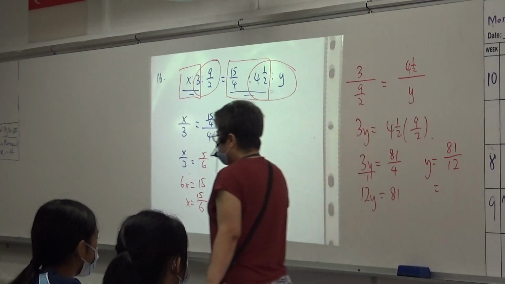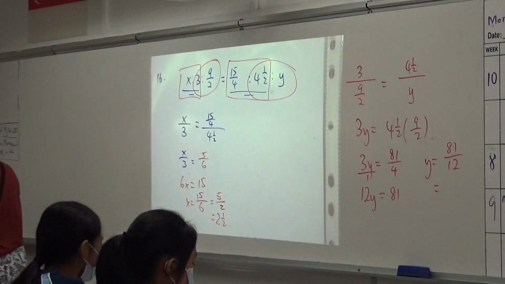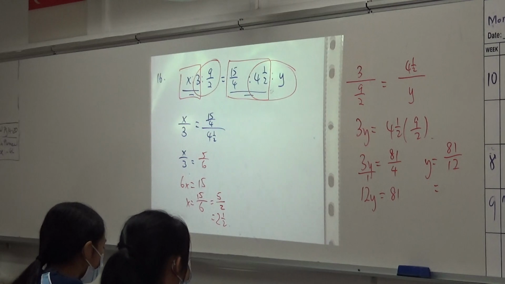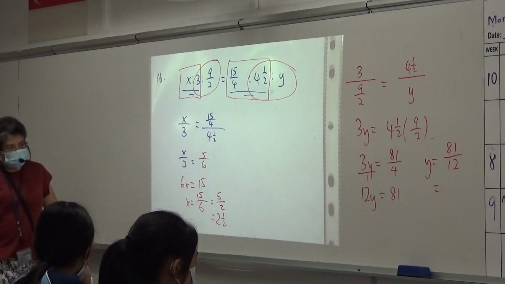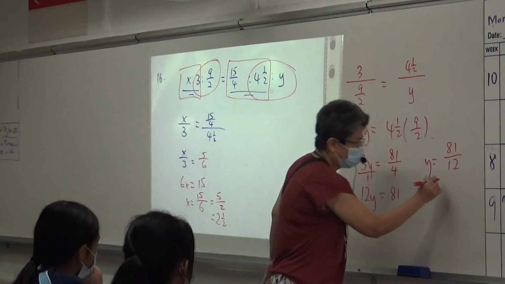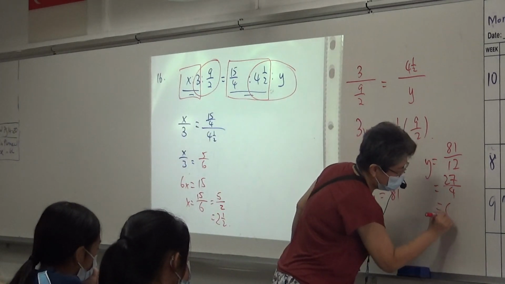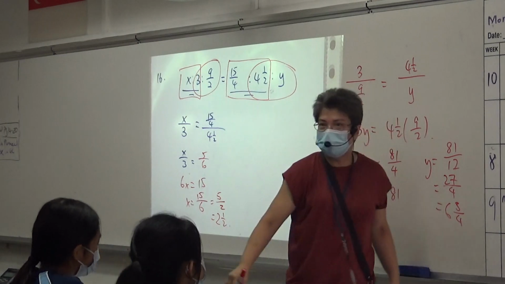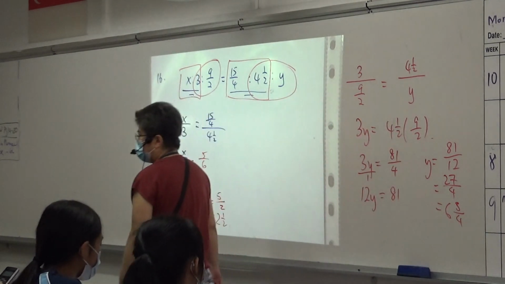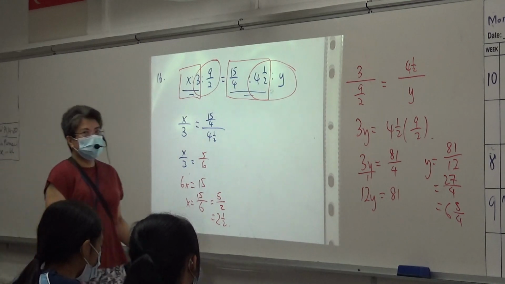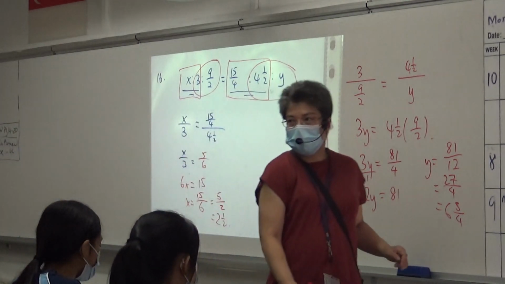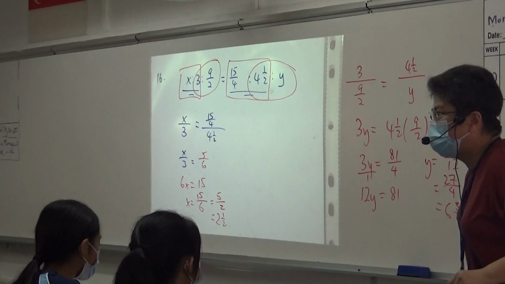Okay, all of you key in. What is 81 over 12? 27 over 4, which is 6 and 3/4, right? If you leave 27 over 4 is fine. The answer is correct already. Can you understand now? Can you understand now? So that's how you do question 16. Everybody clear? Yes?